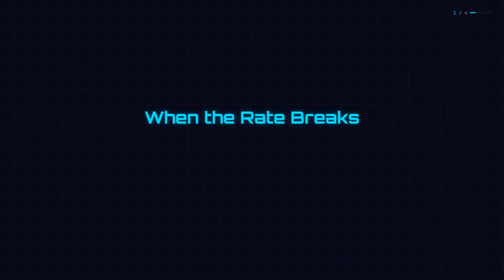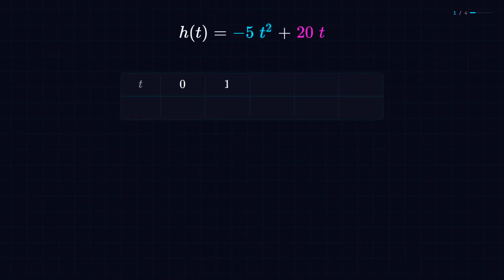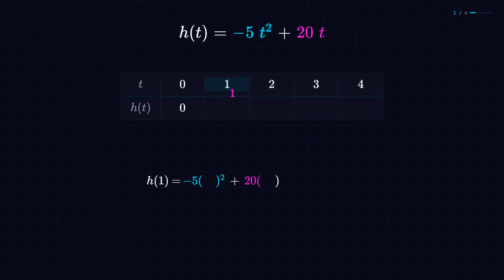Chapter 1. When the rate breaks. Here's the ball's height formula. h of t equals negative 5t squared plus 20t. Don't ask why yet, just watch it work. Let's track the height every second. At 0, it's still in your hand. Height 0. Plug in 1 second. Negative 5 plus 20. 15 meters.